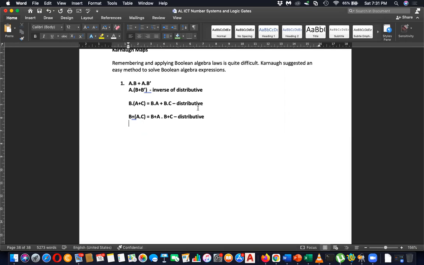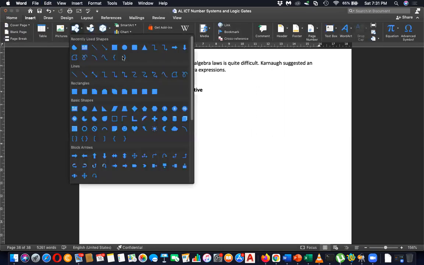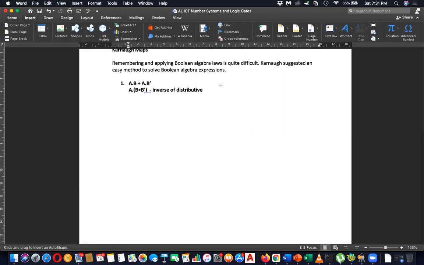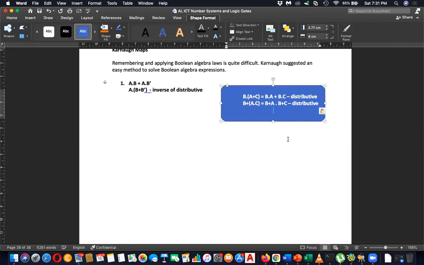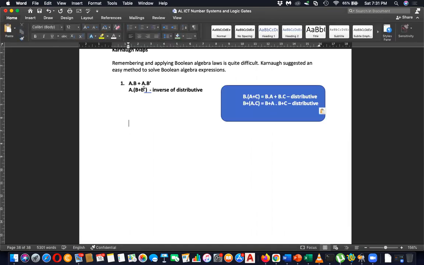Okay, this is the law. The law part I'm going to write in a separate color. Maybe let's cut it, and this is the law. I'm going to include this in another box. This is my law box, and this is the distributive law. Now you apply the inverse of distributive: A dot is common for both.